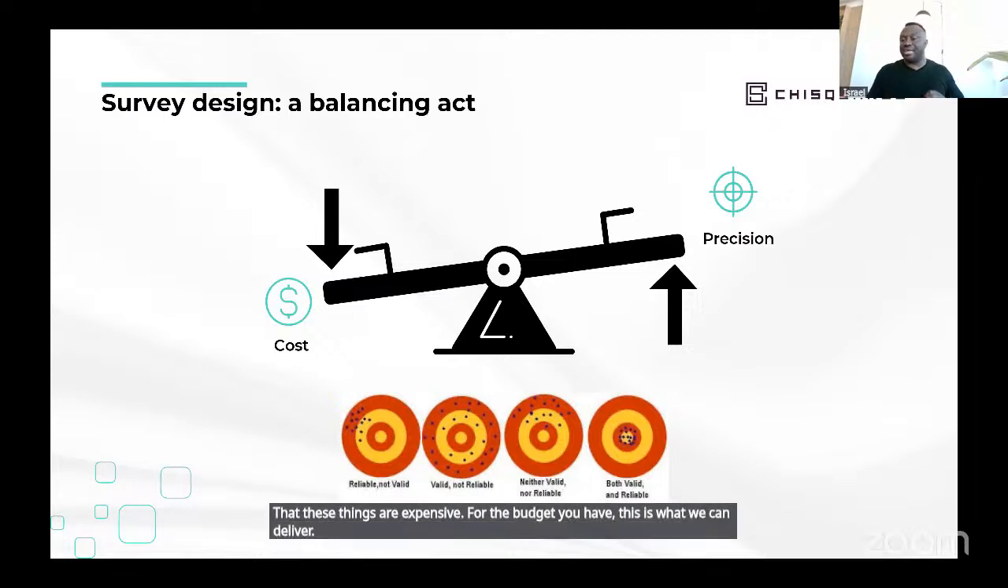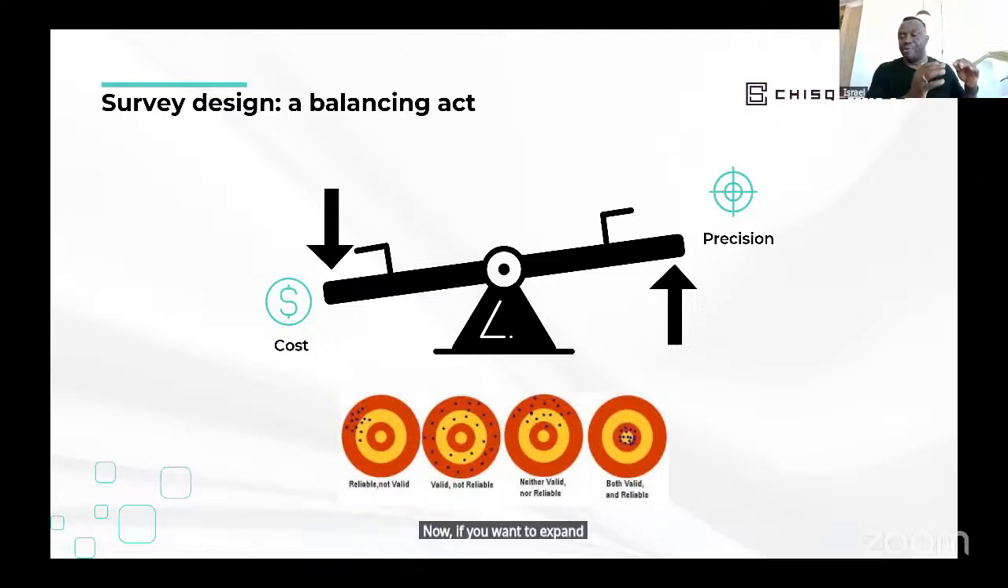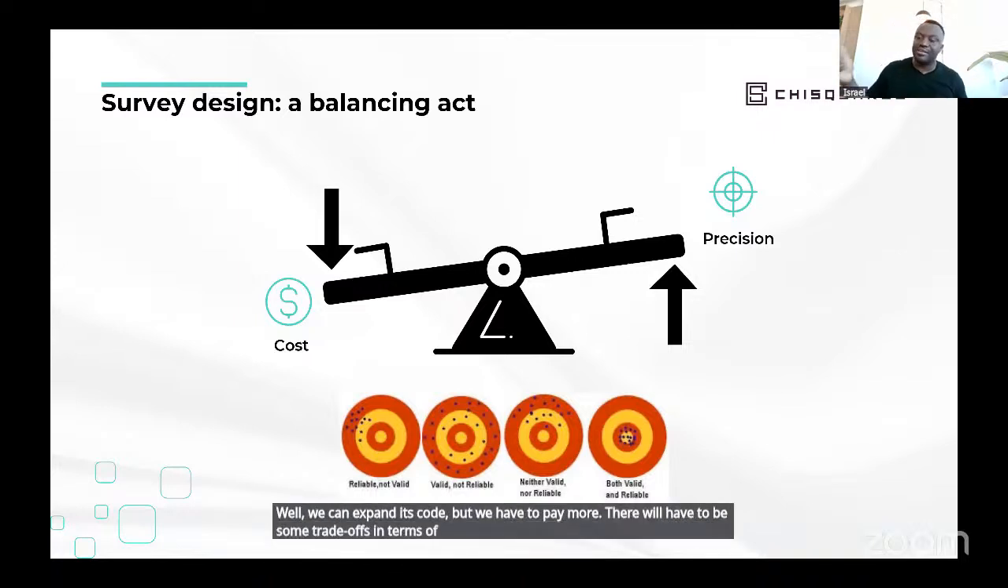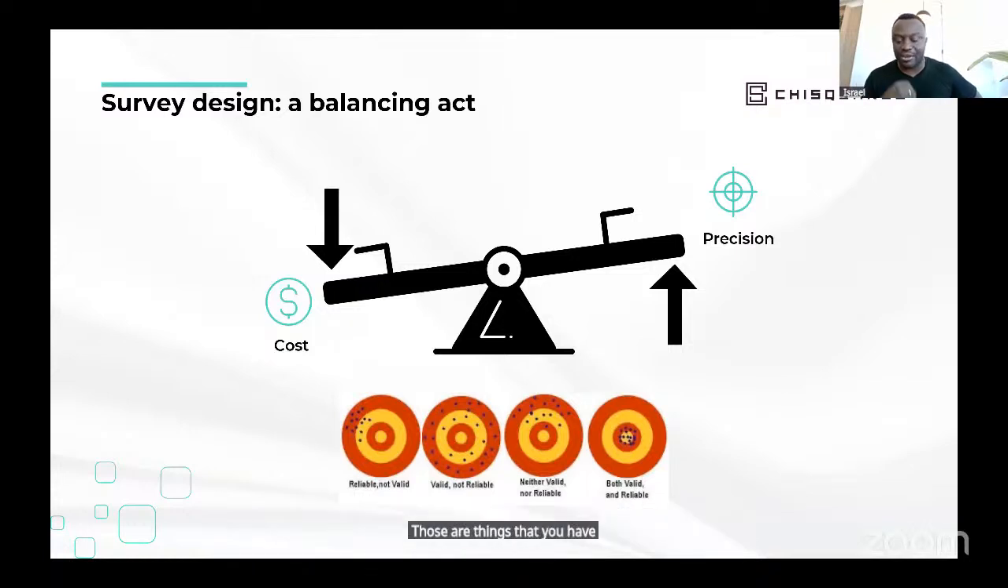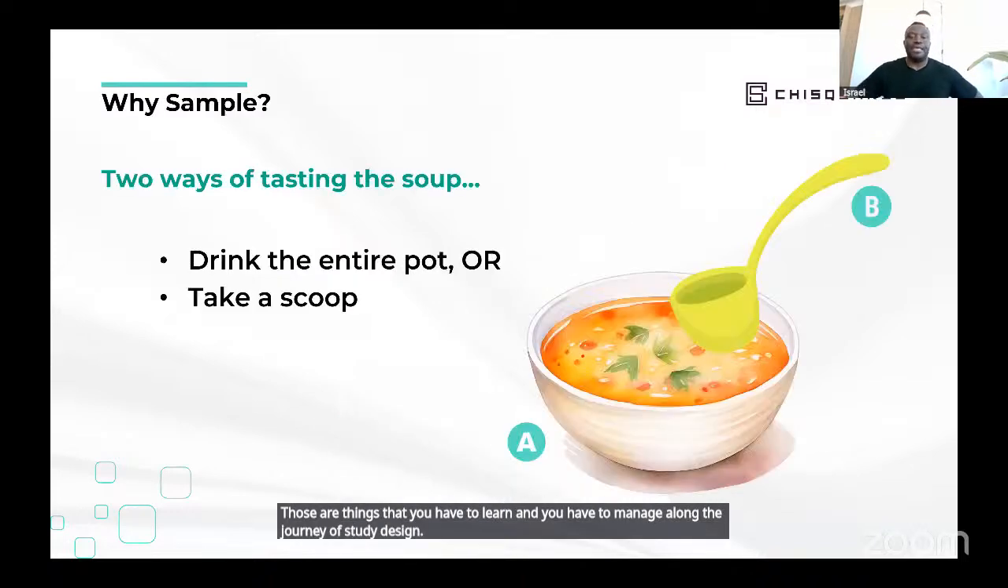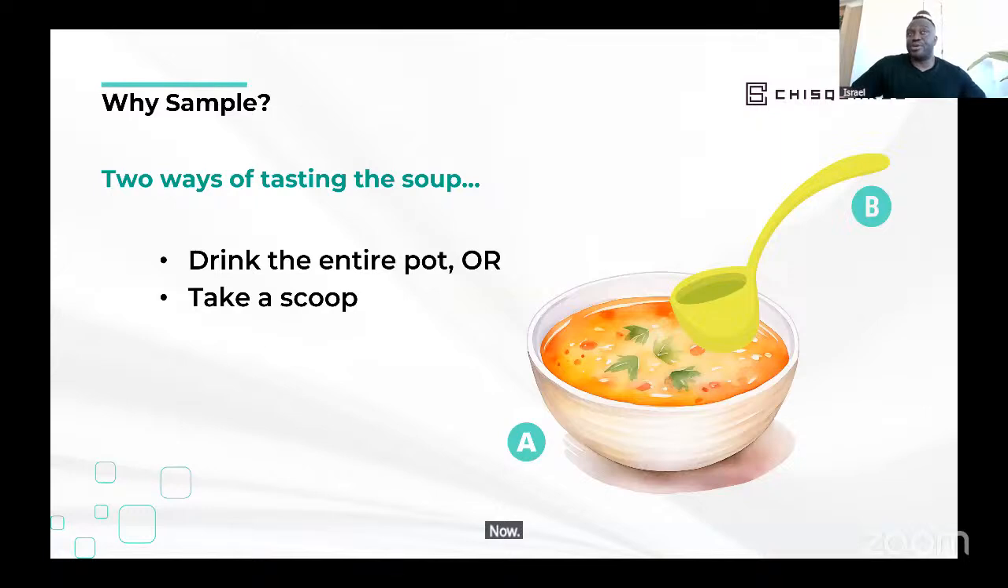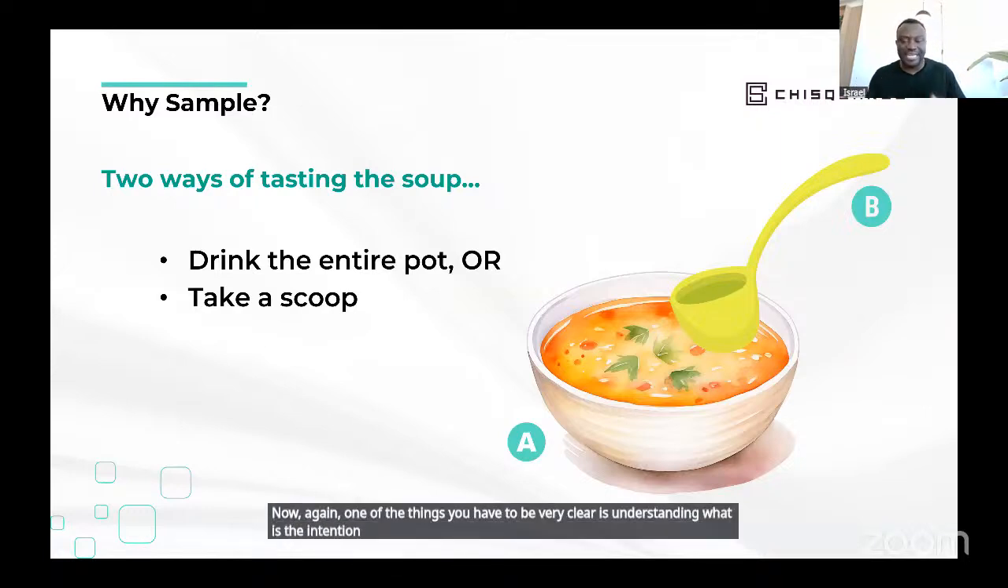Now, if you want to expand the scope of the work, well, we can expand the scope, but we'll have to pay more. There will have to be some trade-offs in terms of costs versus precision. Those are things that you have to learn and manage along the journey of study design. Now, again, one of the things you have to be very clear about is understanding what the intention is. What is your intent? You need to understand that from the client's perspective. It's not so much about your perspective. What do you want to do with the data?